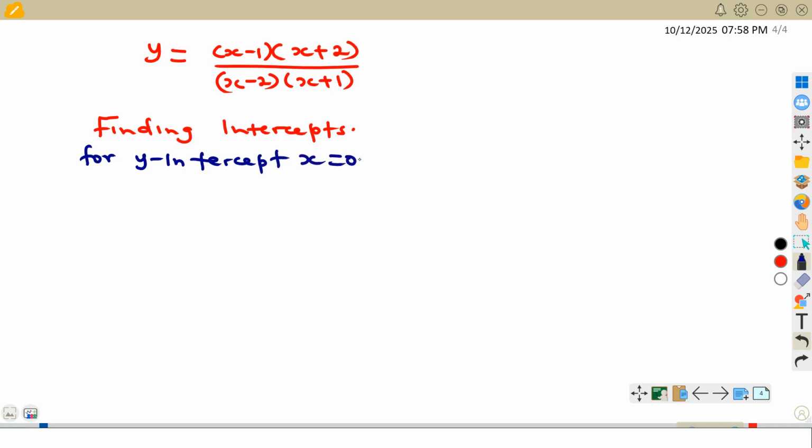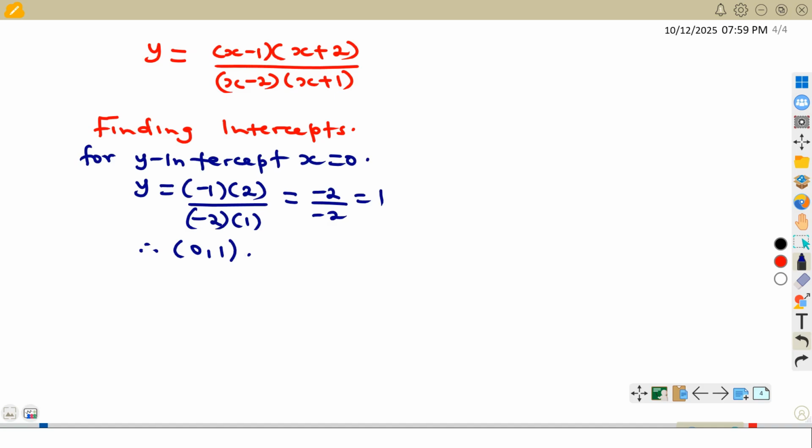For the y-intercept, x is equal to 0. If x is equal to 0, what will be y? Y will be equal to, where there is x, put 0. So this will be negative 1 into 2 divided by negative 2 into 1. I'm putting x equal to 0 in this expression, and this will give us negative 2 over negative 2, and this will be 1. So our point will be (0, 1), and this will be our y-intercept.